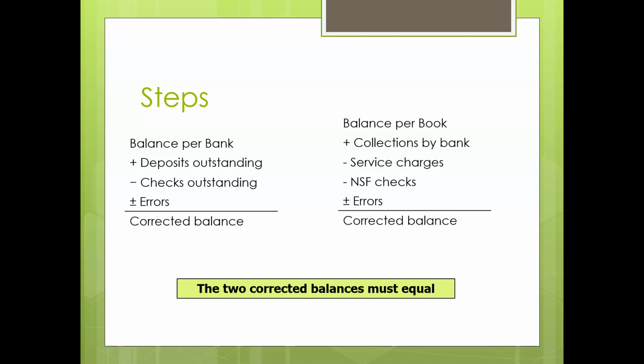Then you're going to do the book. You're going to take the balance per book plus collections by the bank that weren't recorded, minus service fees, minus non-sufficient fund checks, plus or minus errors. These you must always make journal entries for. And remember, these two numbers have to be the same in the end. So let's take a look at an example.